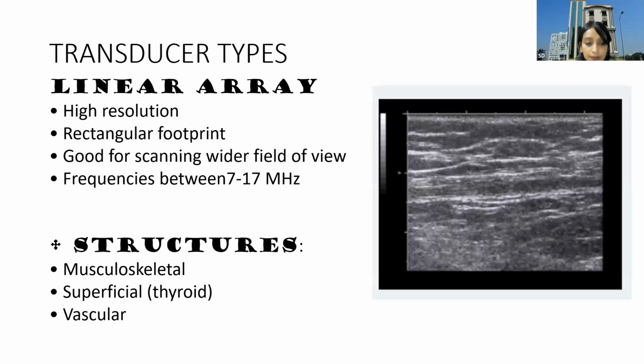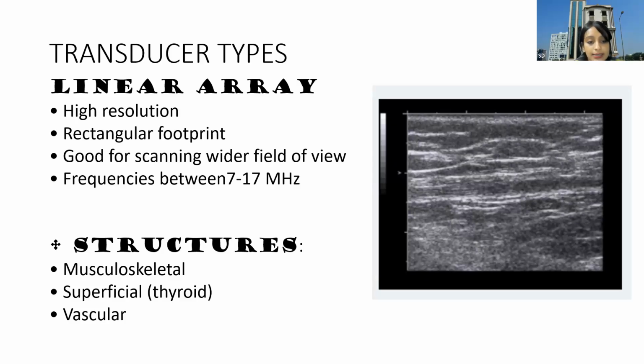Now the same thing for the linear array: it uses a higher frequency, that is 7 to 17 megahertz of energy. It gives us a higher resolution. The linear probe gives a rectangular footprint, and it is good for scanning a wider field of view. The rays coming out from this linear probe are in the same line.